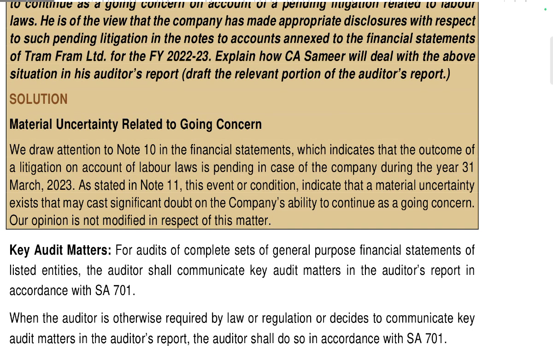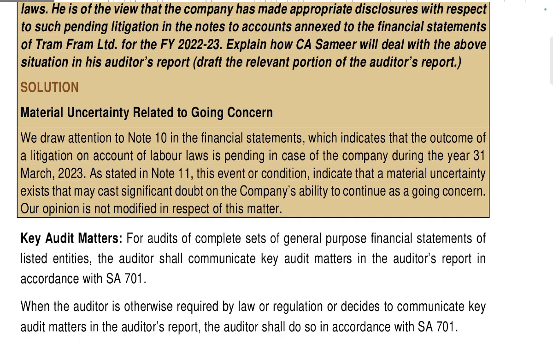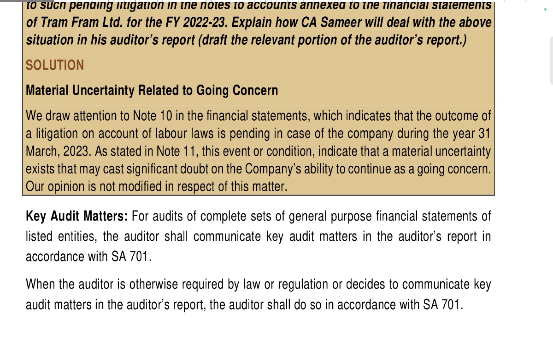Material uncertainty related to going concern. We draw attention to note 10 in the financial statements, which indicates the outcomes of litigation in respect of labor laws pending in court as at 31st March. As stated in note 11, these events and conditions indicate that a material uncertainty exists that may cast doubt on the company's ability to continue as a going concern. Our opinion is not modified in respect of this matter.